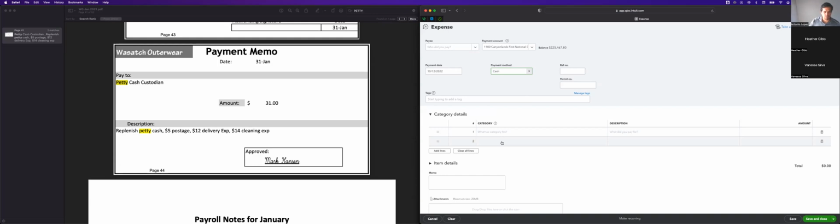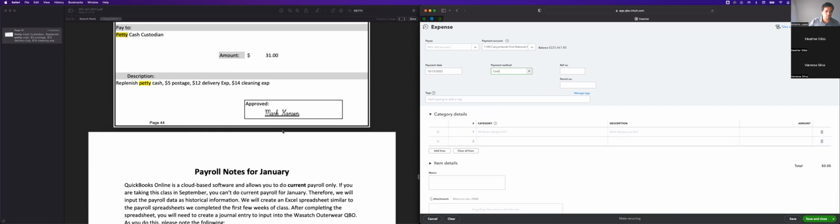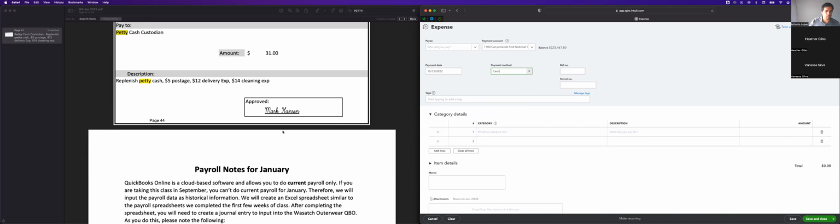Delivery expense, most likely postage as well, or I'm not sure what that would go under for a chart of accounts. And a cleaning expense is a cleaning expense, and then it would equal $31. And you hit save and close, and it will show up as a replenishment because you're actually taking the cash and replenishing the petty cash. But what we want to do is just hit the expenses to recognize the expenses.